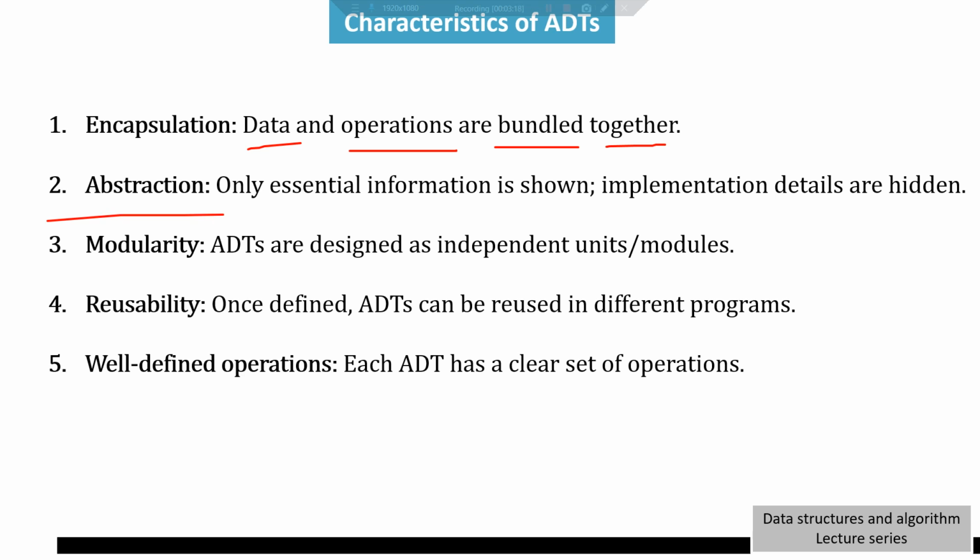So second characteristic of ADT is abstraction. Only essential information is shown. Implementation details are hidden from the user. Third is modularity. ADTs are designed as independent units or modules. We have seen in the previous video lecture that a large problem is divided into smaller problems or modules, and each problem is solved separately, right? So this is the modularity part of ADT.